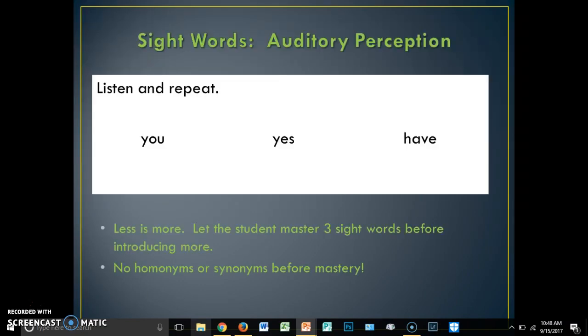Using her computer, Kathy created a simple listen and repeat activity. Notice we are only focusing on 3 sight words here. Less is more when you're working at this level of literacy development. Don't overload the students with too many words, and absolutely no homonyms and no synonyms before the students have mastery.